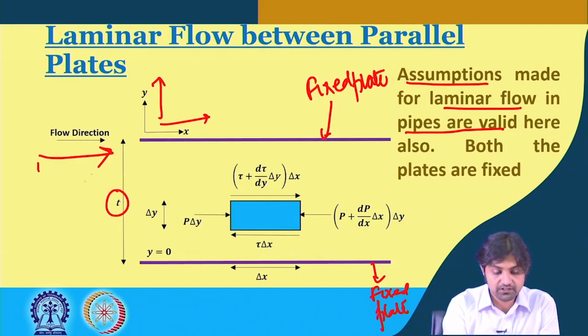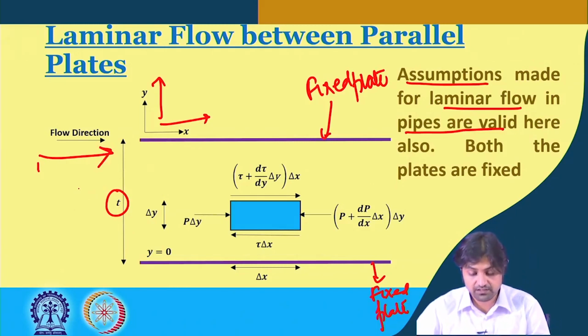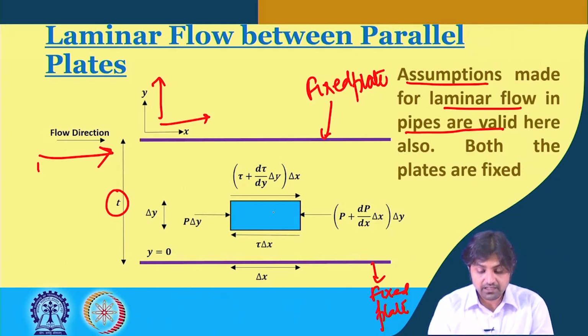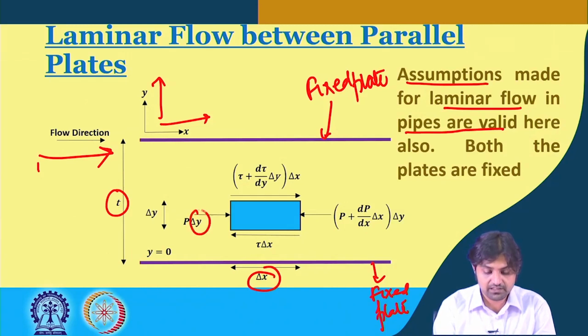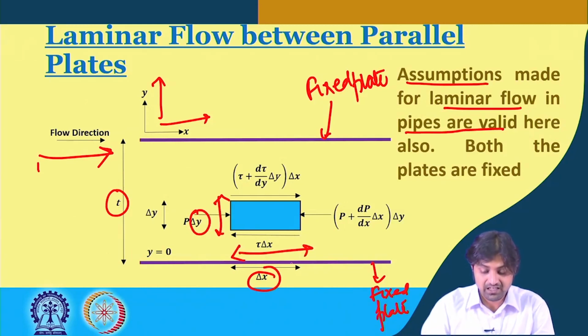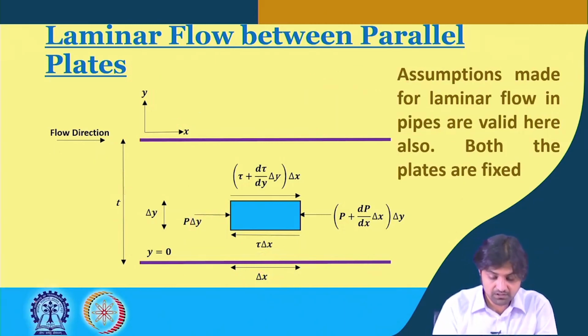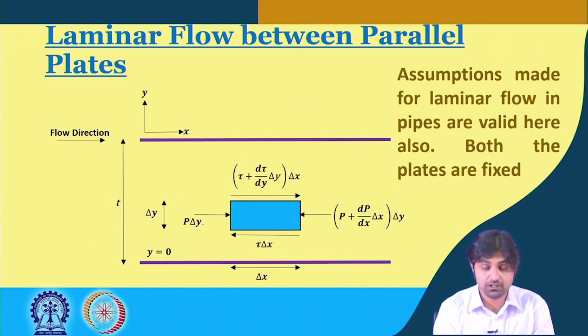The flow is in the positive x direction, and we have assumed an element whose length is delta x and thickness is delta y. We have written all the forces in a similar fashion as we did for the pipe flow. So, if the pressure is P here, the force per unit meter is P delta y from this side.